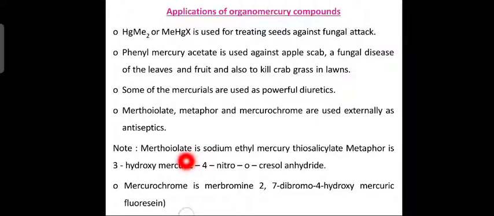And what is merthiolate? It is sodium ethyl mercury thiosalicylate. Metaphen is 3-hydroxy mercury 4-nitro-orthocresol anhydride. Mercurochrome is merbromin, 2,7-dibromo 4-hydroxy mercury fluorescein.